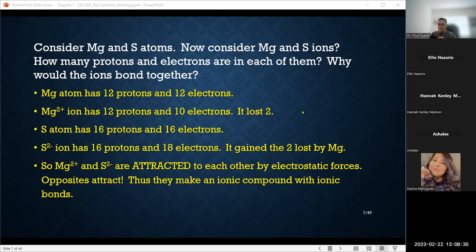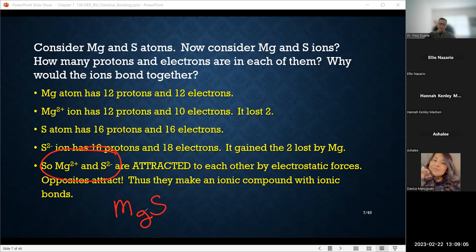Now these two can come together to form a compound. Why? Because they are oppositely charged. Okay, they're not the same charge. And so I can put the respective ions together to create MgS as the formula. Okay. If I had to name that, what would be the name of the formula we just created?